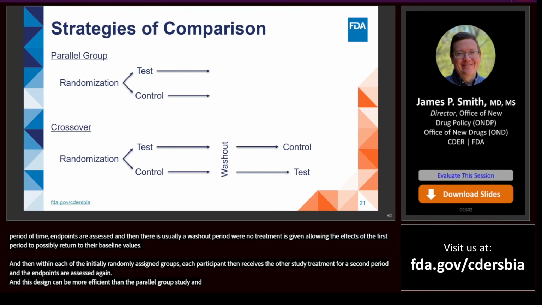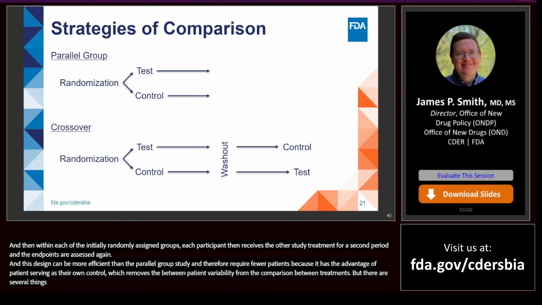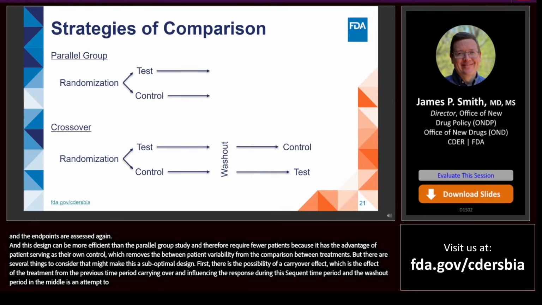But there are several things to consider that might make this a suboptimal design. So first, there's the possibility of a carryover effect, which is the effect of the treatment from the previous time period carrying over and influencing the response during the subsequent time period. And that washout period in the middle is an attempt to mitigate this, but it's still possible that the previously administered treatment may have altered the individual in some way, so that they'll react differently to the treatment from that time onward, or maybe the washout period is just an insufficient amount of time or whatnot.